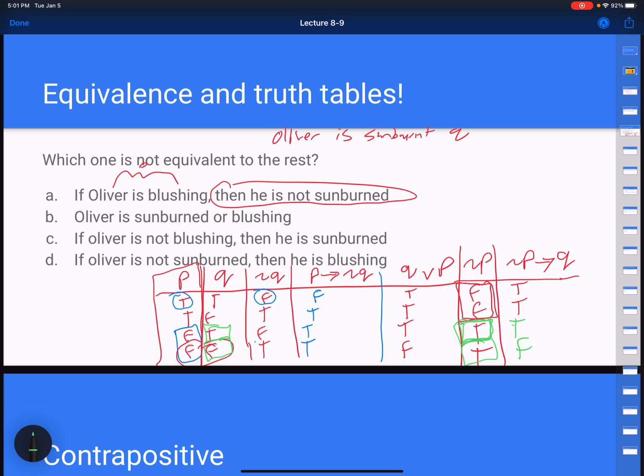And we see, we had A, B, C. We see that B and C are the same, and only one is different, so we know A is going to be our answer. A is a different statement. If Oliver is blushing, then he is not sunburned. And you might notice if we didn't do truth tables, you might be able to get to the right answer, but it is a little confusing. It's a little hard to just read into the sentence and see what would be wrong.